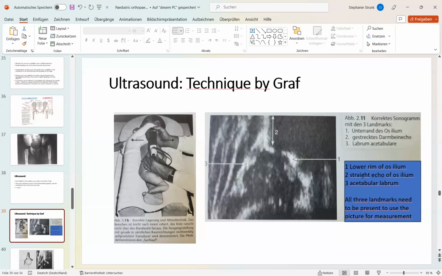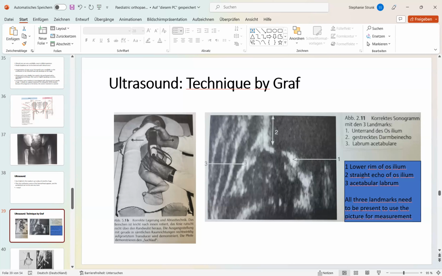until you see this picture. You need to have 3 landmarks to be able to use the picture for measurement. If you don't have those landmarks, you cannot use the picture. So you need this echo. This is the lower rim of the os ilium. This is the straight echo. It needs to be straight and have the bow here, the bending.